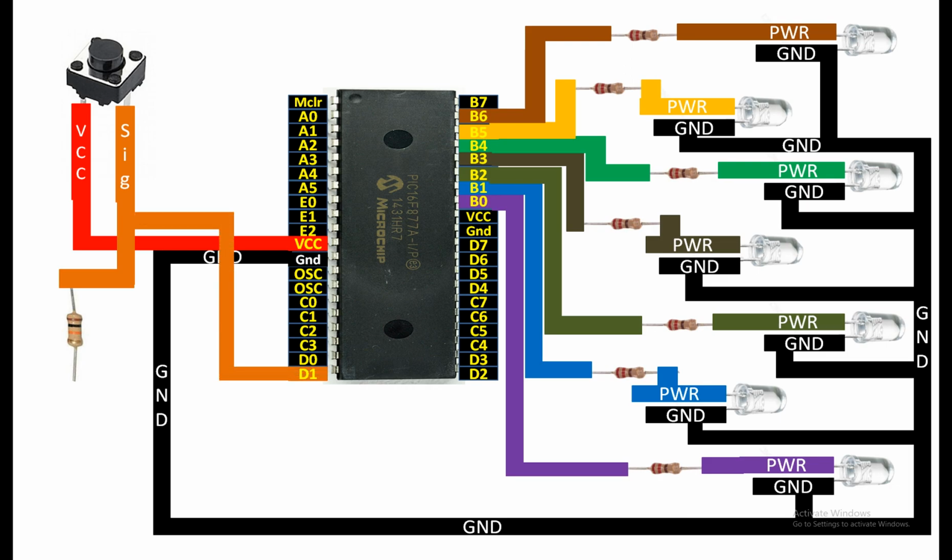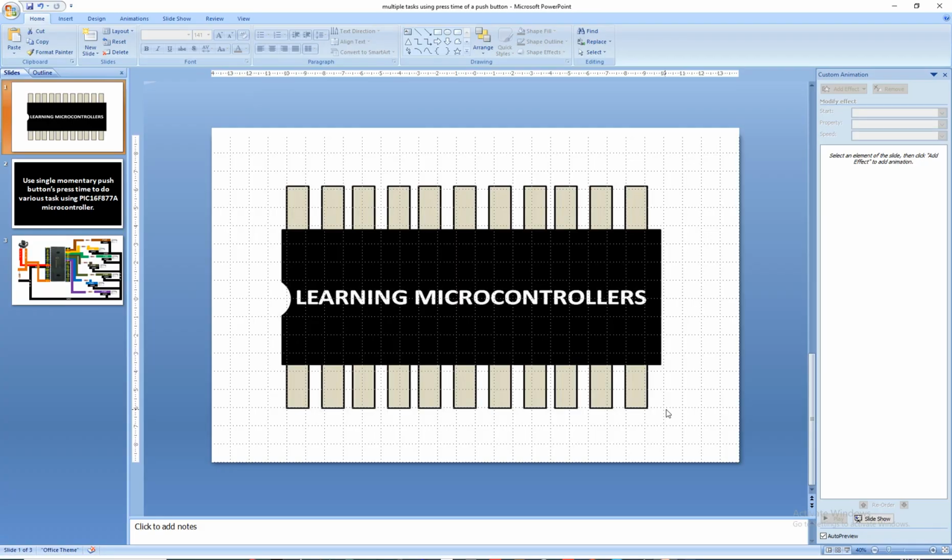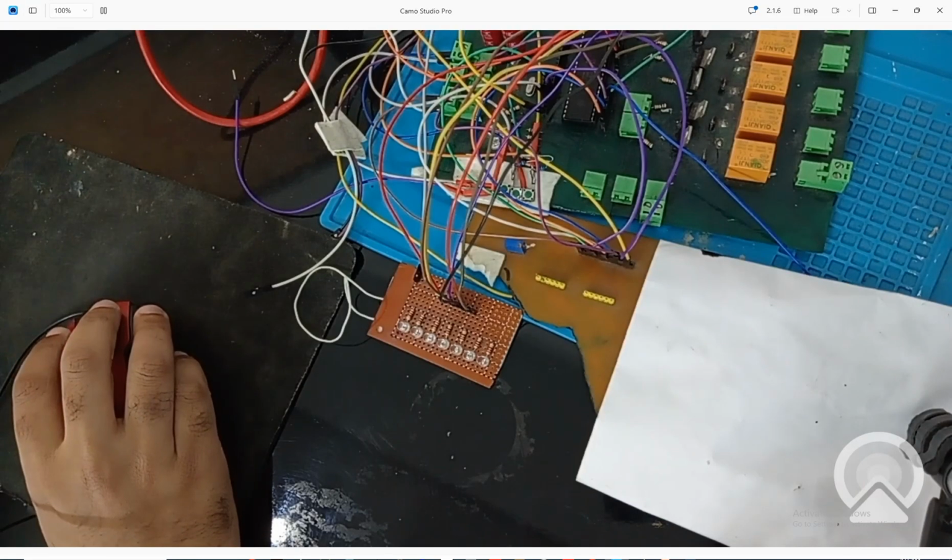Now guys, from the other end of this 10 kilo ohm resistor, connect it to the common ground like this. In this way, our LEDs are connected and our button is connected. So let's get to the hardware. So guys, this is the hardware over here.